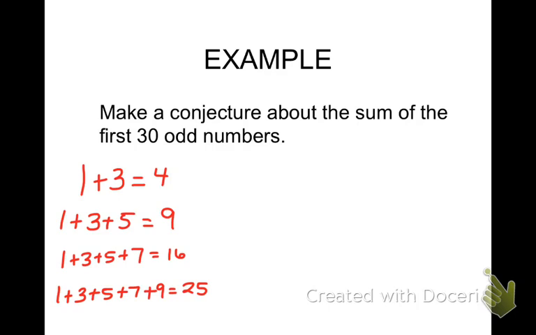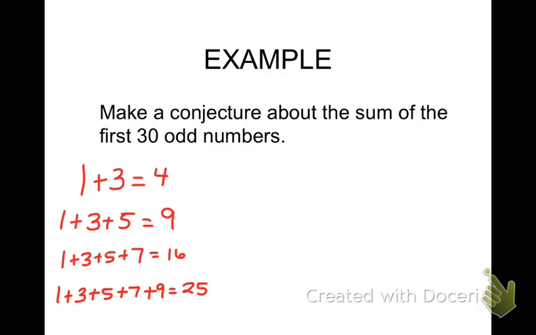I see 2 times 2, 3 times 3, 4 times 4, which is the same as squaring something, right? So 2 squared is 4, 3 squared is 9, 4 squared is 16, 5 squared is 25. Do we need to do another set to prove ourselves that we're right with our conjecture? Why not? Let's try it.